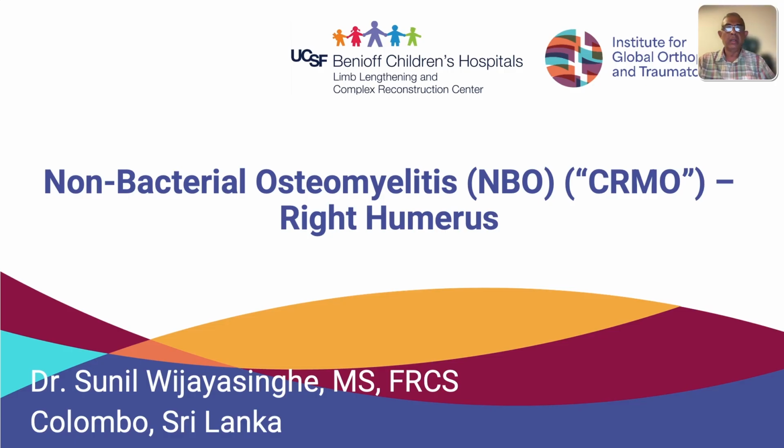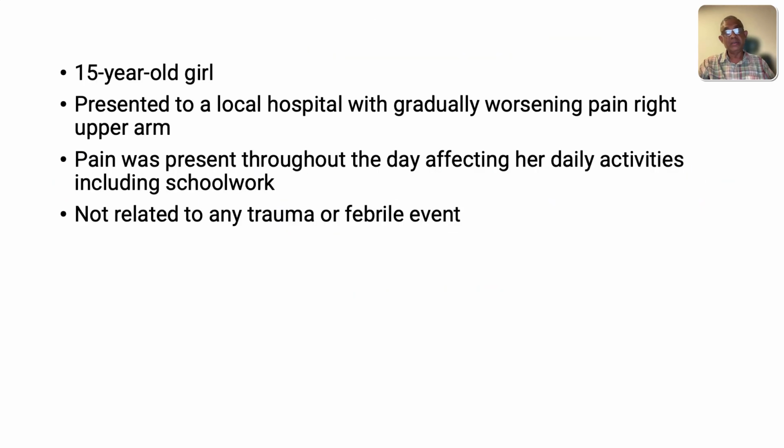Great. So we are moving to another type of osteomyelitis. It is close to midnight in this part of the world. Next slide. So it's a 15-year-old girl who came to us from a local hospital with gradually worsening pain of the right upper arm. And that child was so symptomatic that she had pain throughout the day, affecting her daily activities, including her schoolwork. And this pain was not related to any trauma or any febrile event. Next slide.